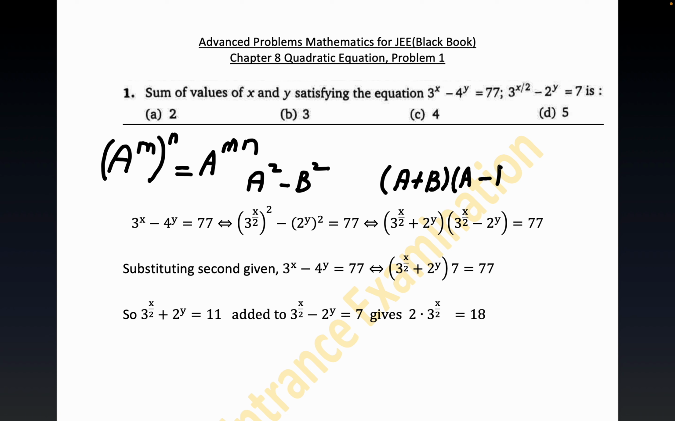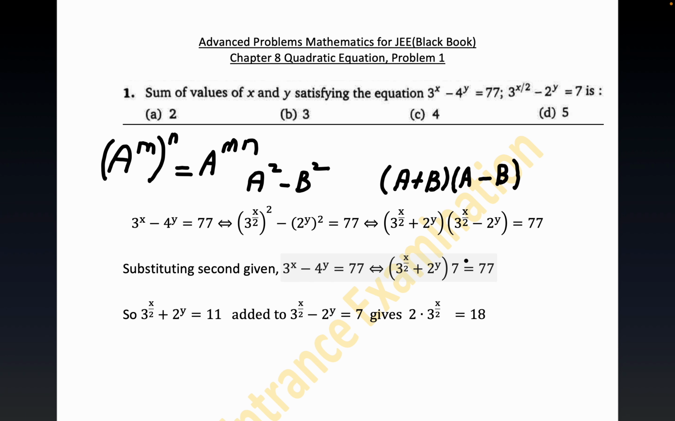Okay, but there's a way to do it without even constructing a quadratic equation, just using the well-known techniques of factoring and substitution and elimination. And this is all pretty self-explanatory right here. Now, at this stage of the problem, we know that 3 raised to the x over 2 minus 2 to the y is equal to 7.